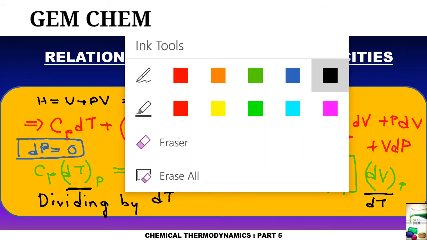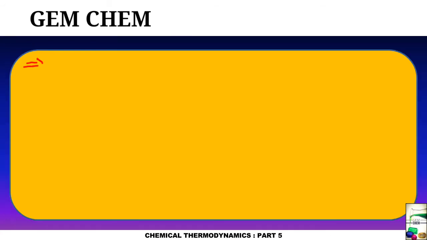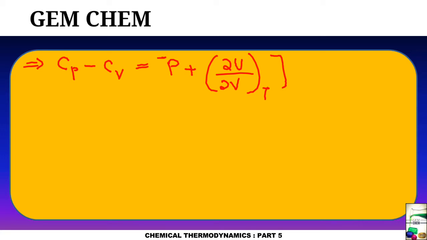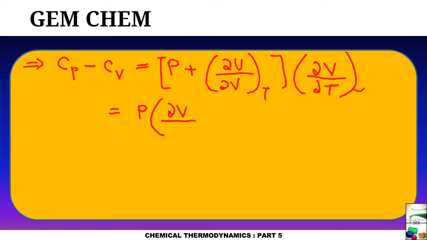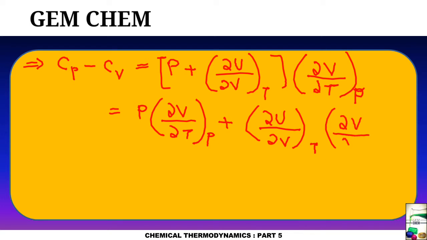So let us see in the next page. It will be Cp minus Cv is equal to P plus del U by del V at constant T, and outside the bracket it is del V by del T at constant P. Now if we write it more openly, it comes to be like this: P del V by del T at constant P, plus del U by del V at constant T and del V by del T at constant P, right?